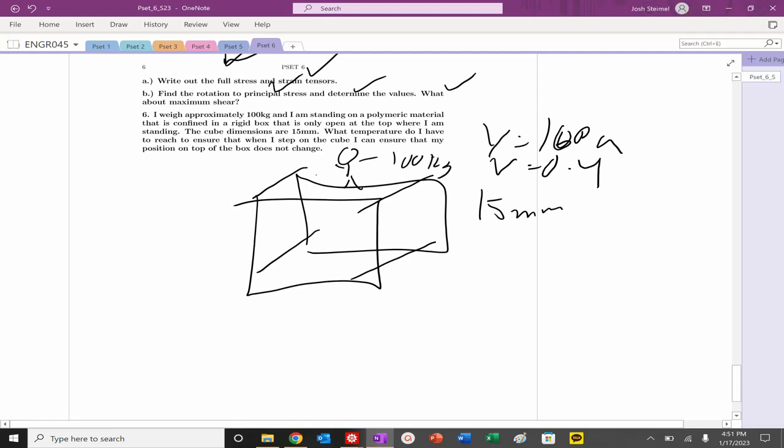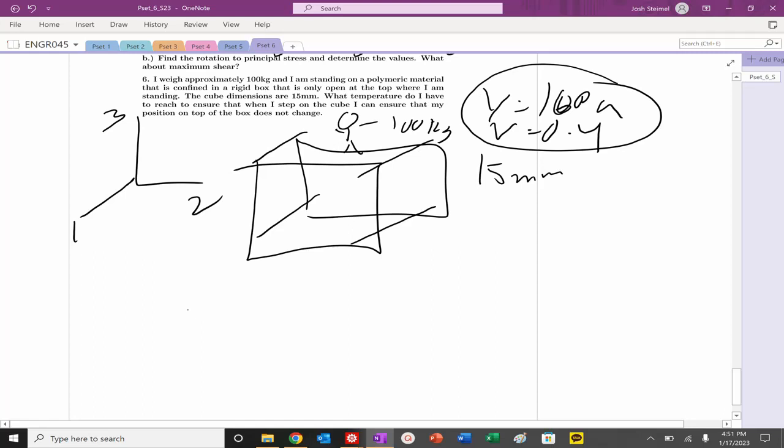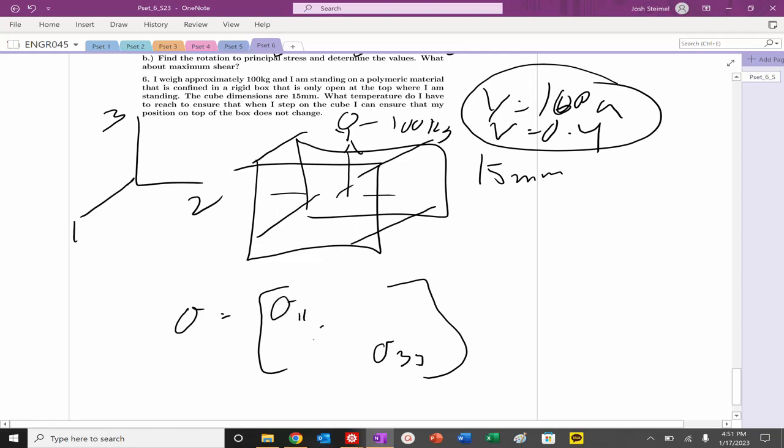Dimensions. What temperature do I need to reach to ensure that when I step on the cube, my position on the box does not change? So if I'm looking at dimensions like this, so I have my material properties, my dimensions, what about my stresses? Well, when I sit on the box or stand on the box, I'm going to generate a stress in the 3-3 because it should be compressing, and then it's going to push out here and here, so there's going to be stress everywhere.